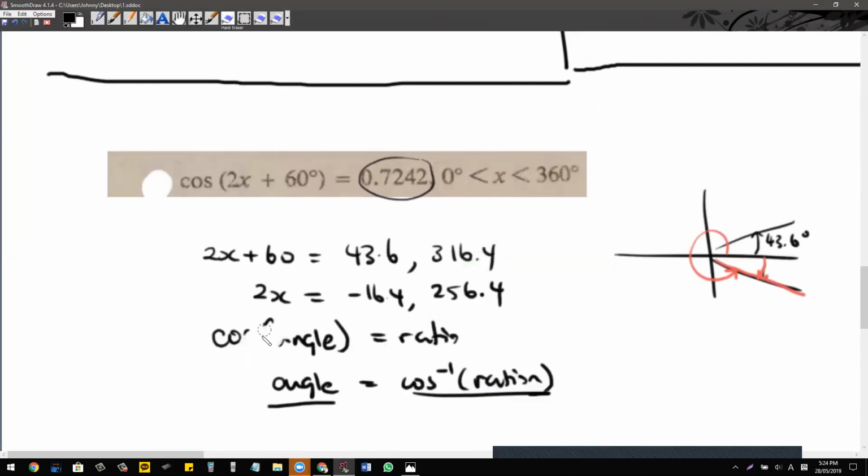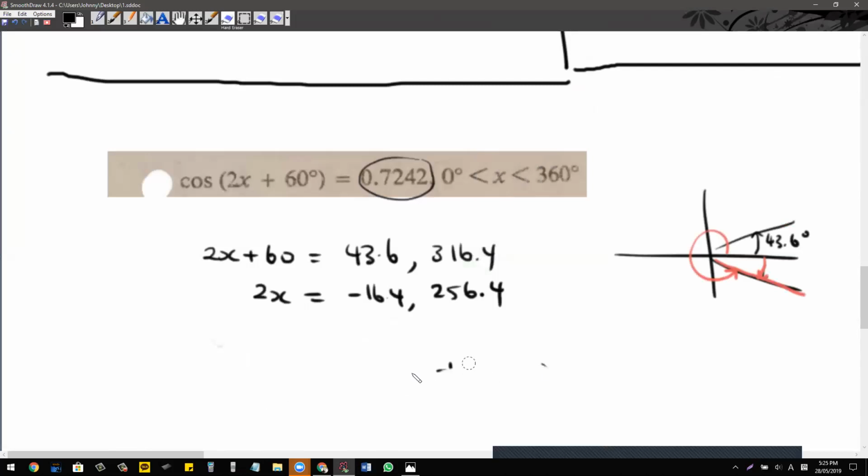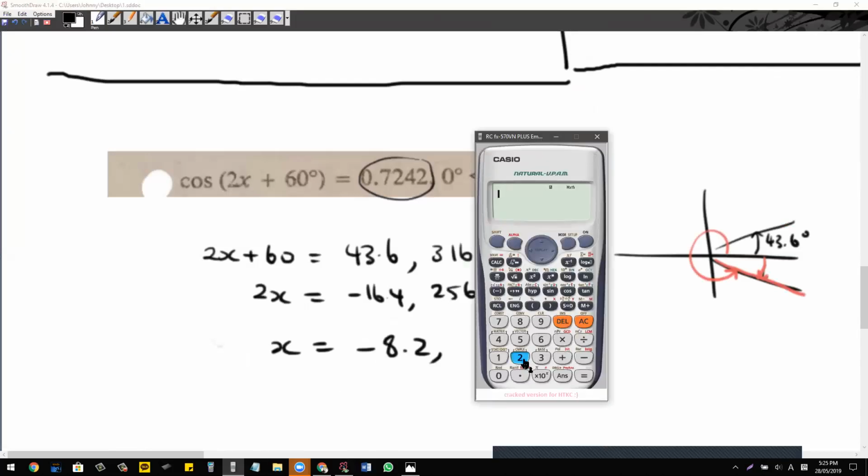Now, once you have that, of course, what's the next step, Max? Divide by 2. Divide by 2, excellent. Then you get, of course, negative 8.2, and this one here is, can't do it in my head, 128.2. Yeah, very good, 128.2.